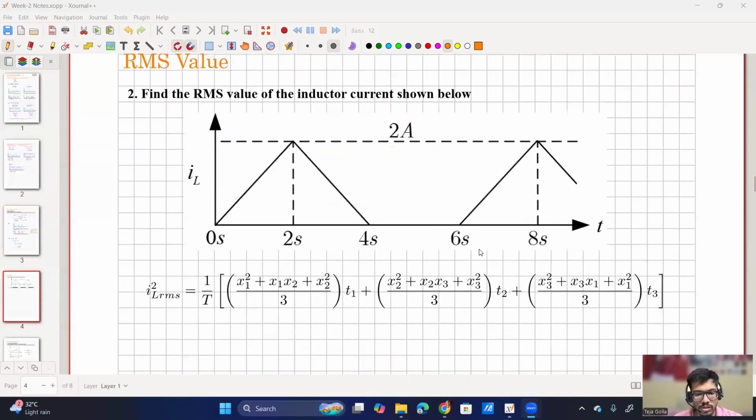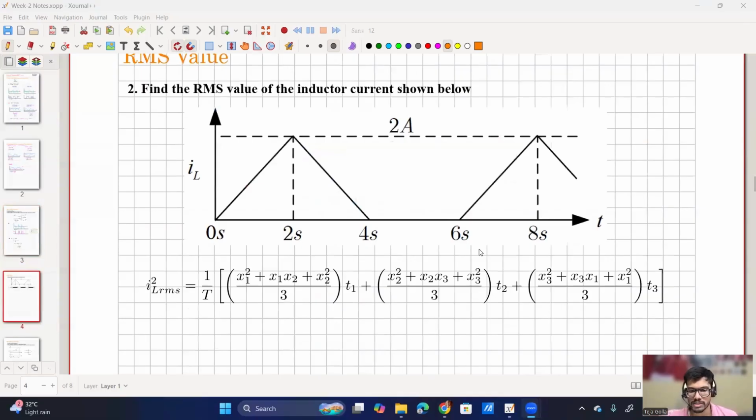So problem 2 is about RMS current, and I have also given you the formula of RMS current, and it would be good if you remember this rather than deriving it. But since we are solving it, I didn't want you to remember already, so that's why I have given the expression. I have given an inductor current whose waveform looks like this, and the peak current is 2 amperes. Now I'm asking you to calculate the ILRMS.